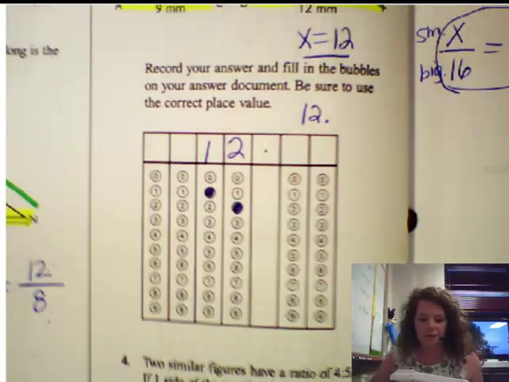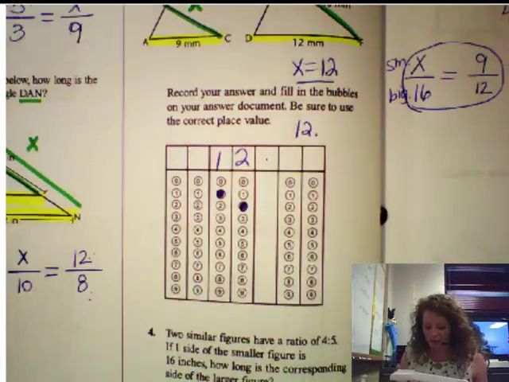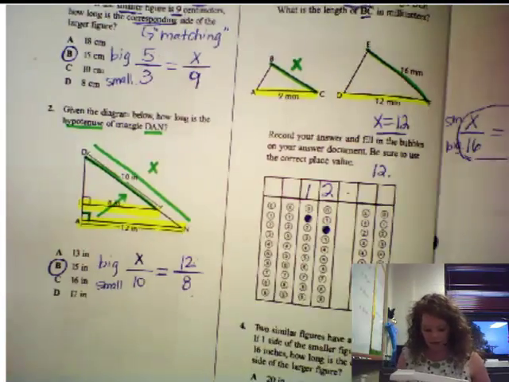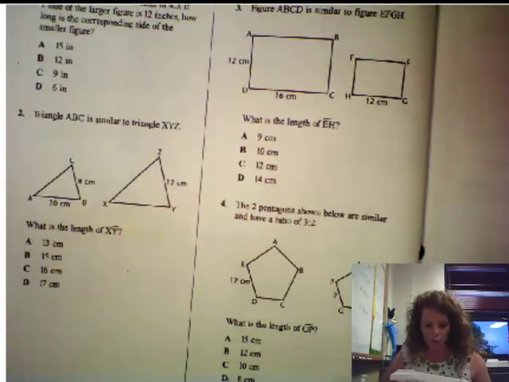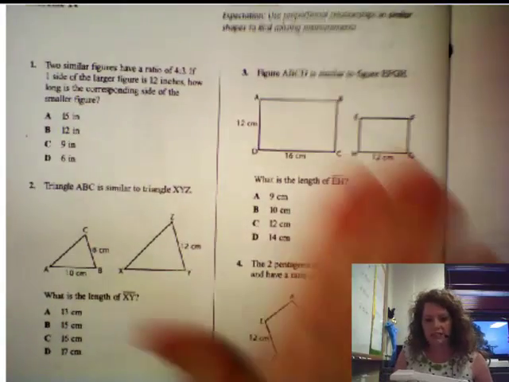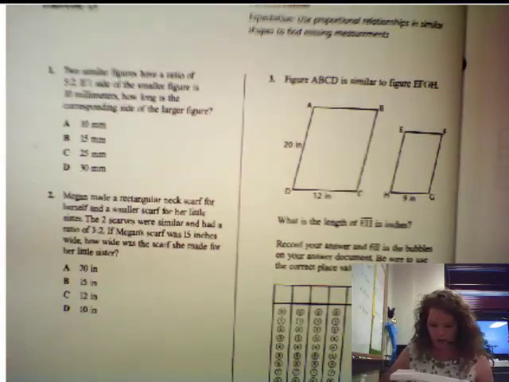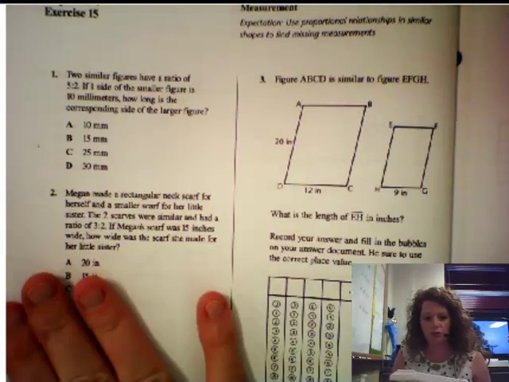Okay, let's talk about the next questions I want you to do. I want you to do number 4 at the bottom of this page. And then I want you to flip the page over to page 101, and you'll see 4 questions there. I want you to do all those 4. And then you'll flip the page over to 102, and I want you to do those 4 as well.